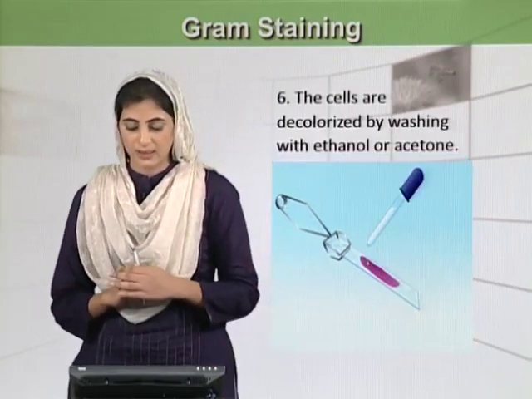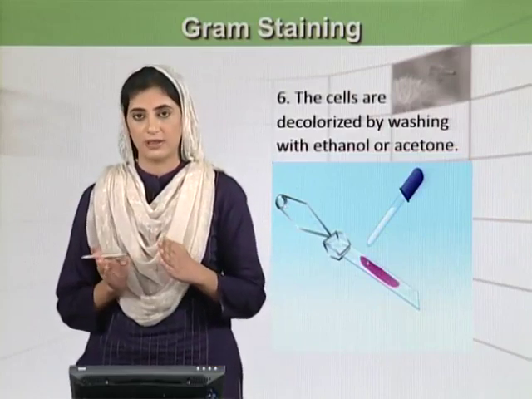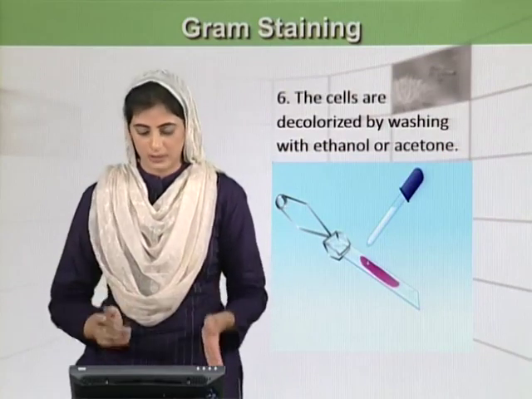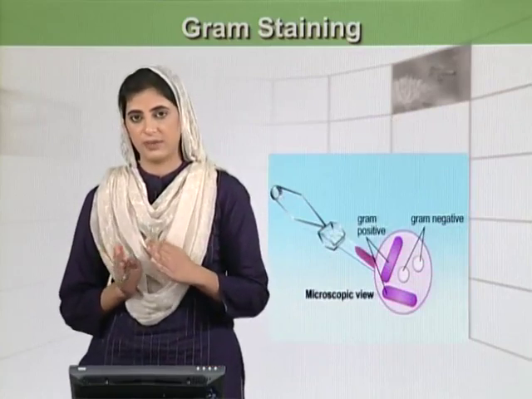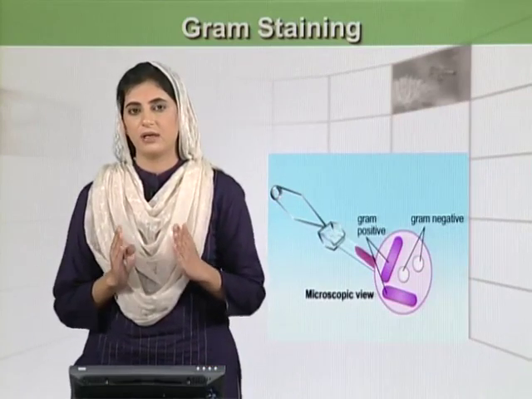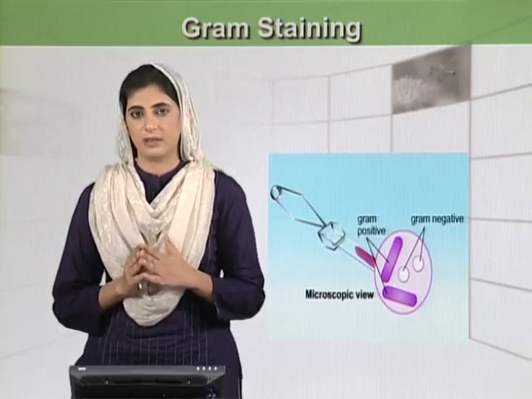In the next step, the cells are decolorized by washing with ethanol or acetone. This step is actually the differential step, and it separates gram-positive and gram-negative bacteria. Gram-positive bacteria will retain the dye and remain purple, while gram-negative bacteria will appear colorless.